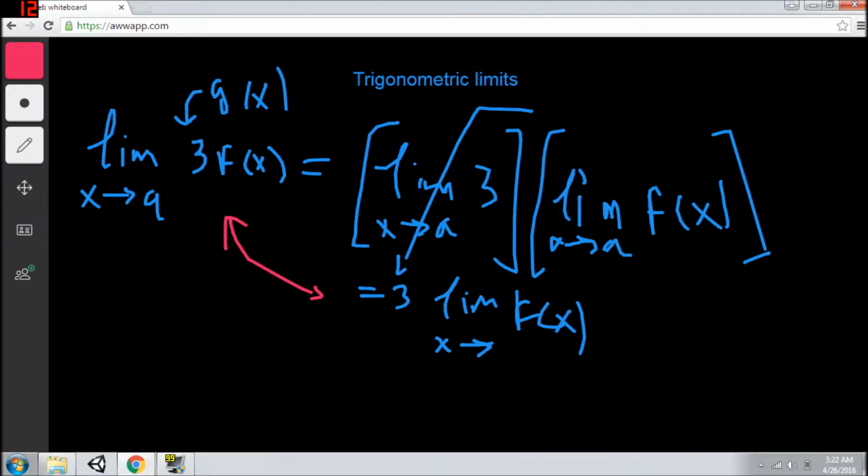What this means is that if you have a constant, you can just take it outside. Any constant you have, you can just take it outside. So yeah, this does make sense. I didn't even need to show you this, but just to avoid confusion later.